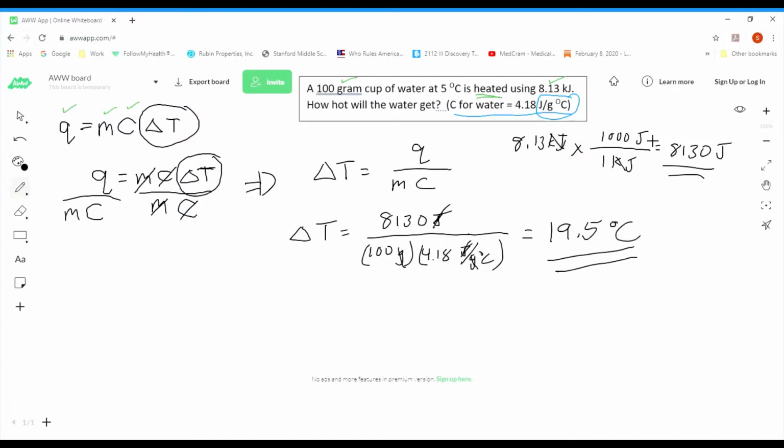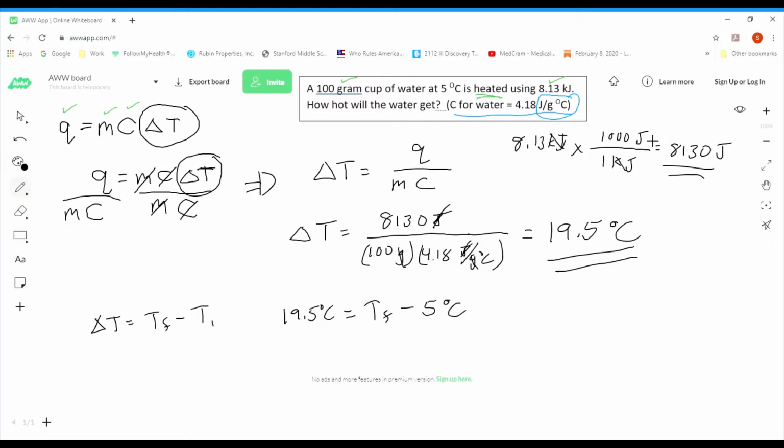All right, now the question was how hot will it get, implying a final temperature. This was just the change in temperature, how much it increased. So we know that delta T, and this is our delta T, is equal to final temperature minus initial temperature. So what I can do is I can plug it in here and go, okay, well, 19.5 degrees Celsius is our temperature change. And that's going to be equal to the final temperature minus the initial temperature. And the initial temperature, the temperature to start off at was minus 5 degrees Celsius.